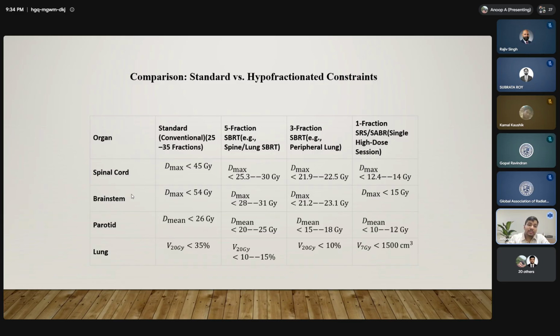In parotid cases, in standard fractionation, D mean is below 25 to 26 gray. Then in SBRT, D mean is 20 to 25 gray, and for 3 fractions D mean is 15 to 18 gray or below. The same in a single fraction, it is below 10 to 20 gray.